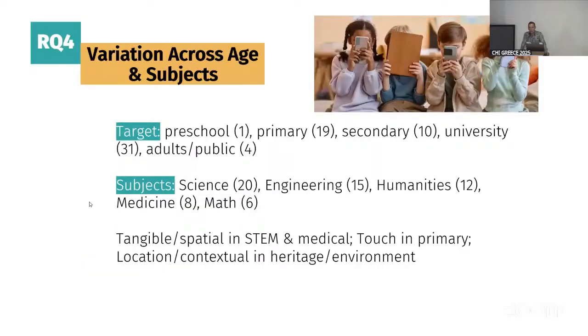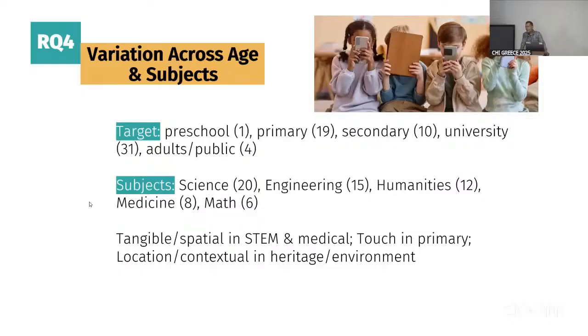When we look across age groups, only one app was for preschool, 19 were for primary school, 10 for secondary, 31 for university, and 4 for adults. And the subjects also varied. Science led the way with 20 apps, then engineering and technology with 15, humanities with 12, medicine with 8 apps, and math with 6.